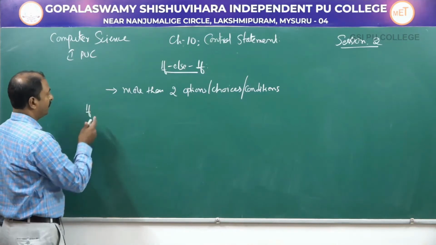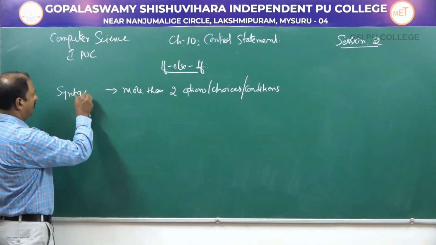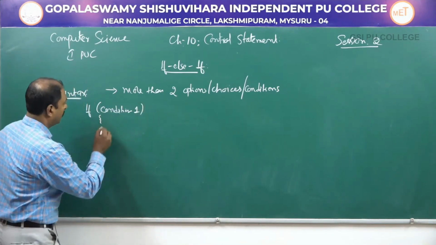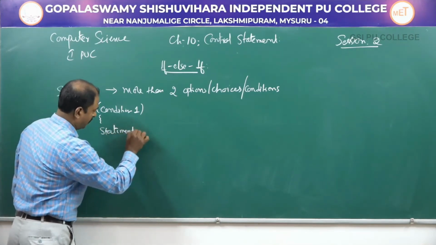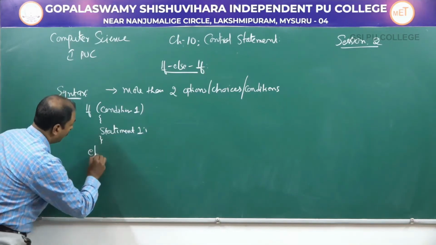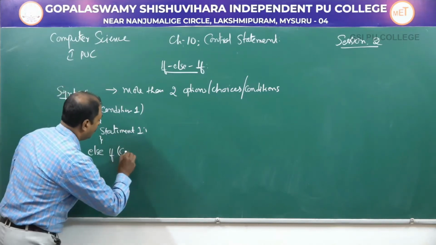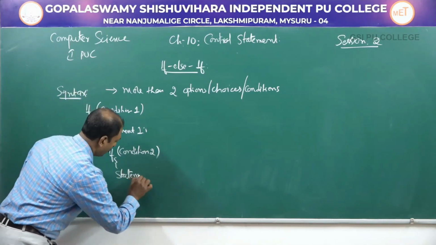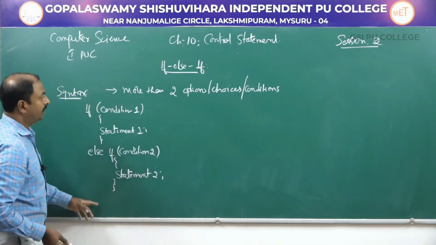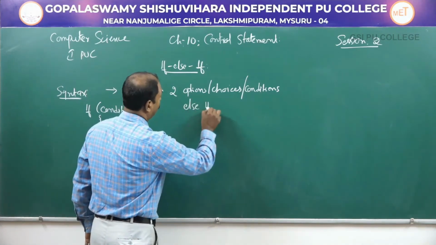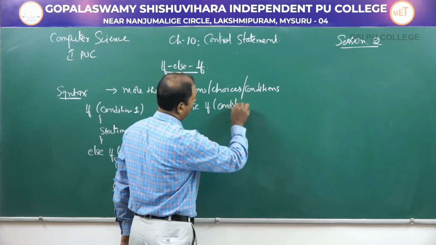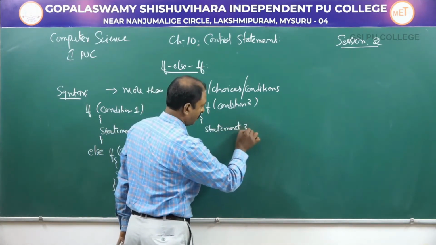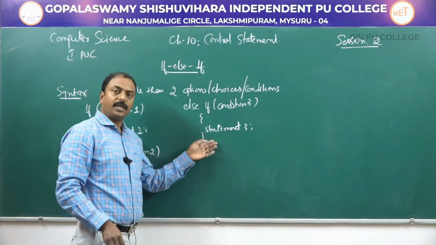The syntax: if condition 1, then statement 1, semicolon, close this. Then else if condition 2, and here statement 2, semicolon, close this. Then after this we continue here. Again else if condition 3, here statement 3, semicolon, close this. Similarly, you can have n number of conditions.